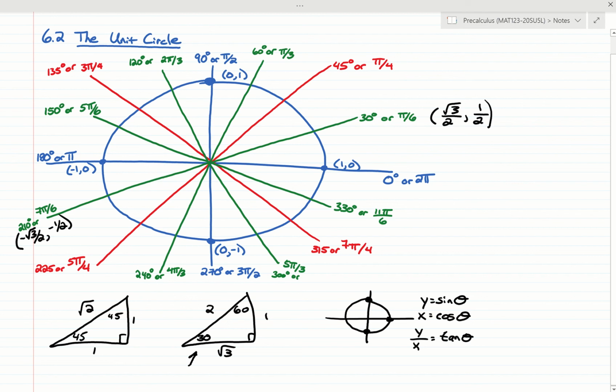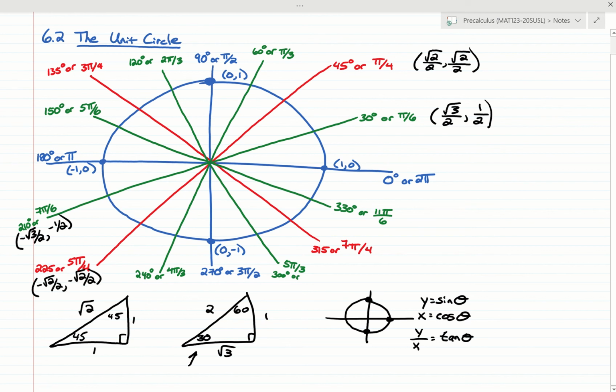Let's go to the next angle, 45 degrees. Now, when we have 45 degrees, I'm looking at my triangle, sine and cosine would both be 1 over root 2. Rationalized would be root 2 over 2. And if we reflect over this line, the x and y values would both be negative. So negative root 2 over 2 and negative root 2 over 2.